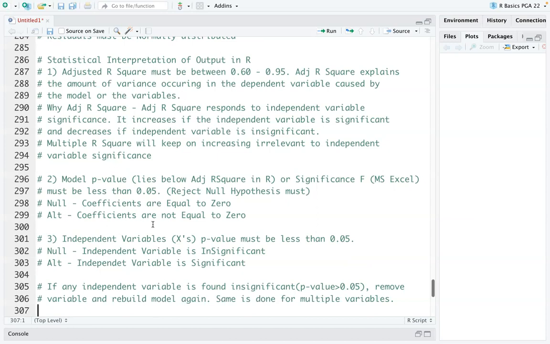So the sequence is important. First adjusted R square is met, then go to the second criteria. If the second criteria is met, you go to the third criteria. In the third criteria, we have an option. If some of the independent variables' p-values are not less than 0.05, we will remove them and rebuild our model. But if the first and second fail, you should not do that. You have to go back and rework your model.